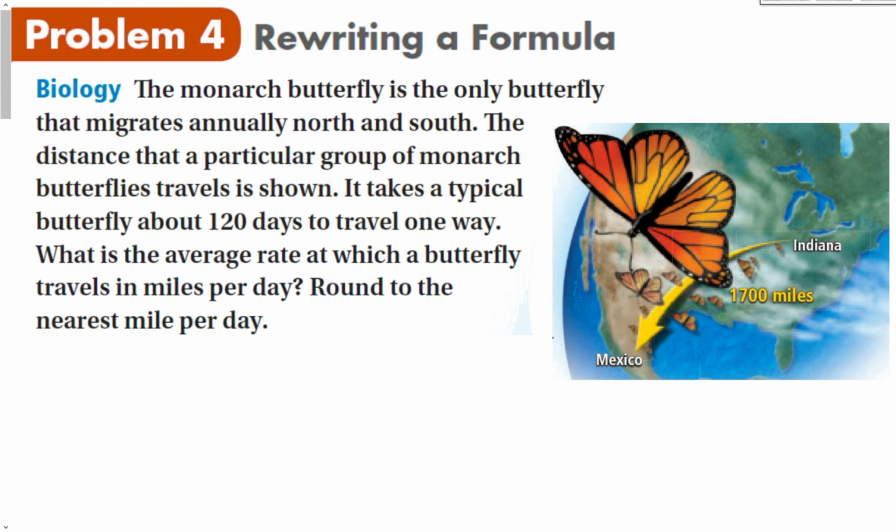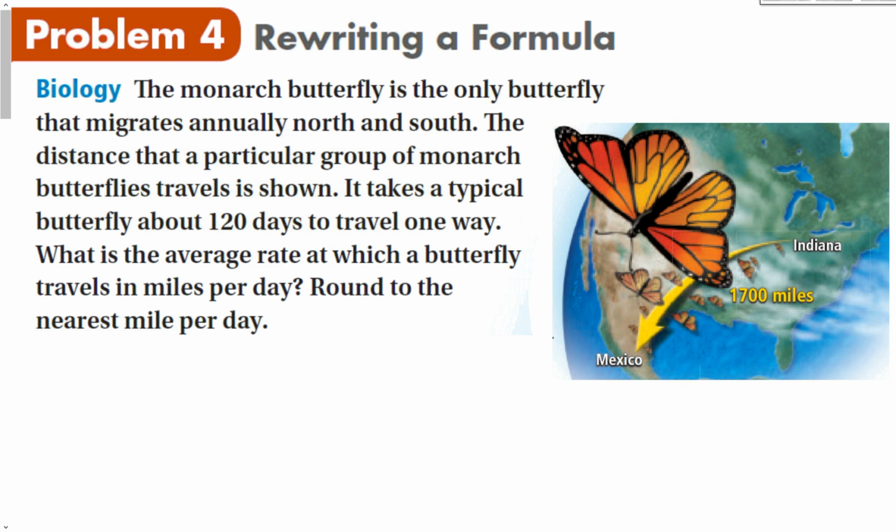Let's try a word problem. The monarch butterfly is the only butterfly that migrates annually north and south. The distance that a particular group of monarch butterflies travel is shown. So it starts in Indiana, goes to Mexico, travels 1,700 miles. It takes a typical butterfly about 120 days to travel one way. What is the average rate at which a butterfly travels in miles per day?